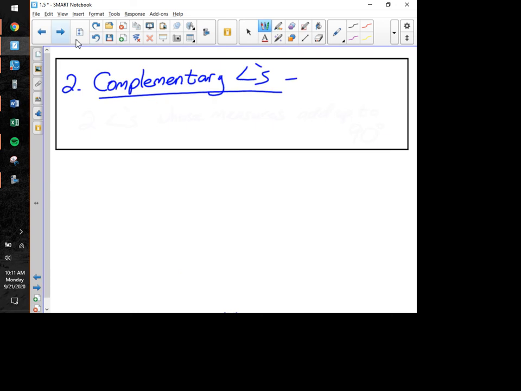Next one, complementary angles. Now this means a little bit different than the way that complement is intended when it's spelled with an I, everybody.